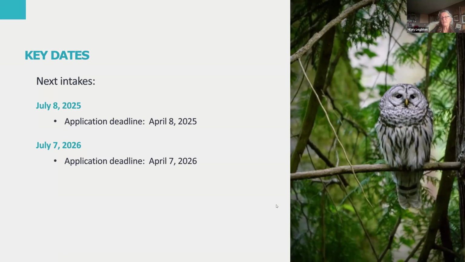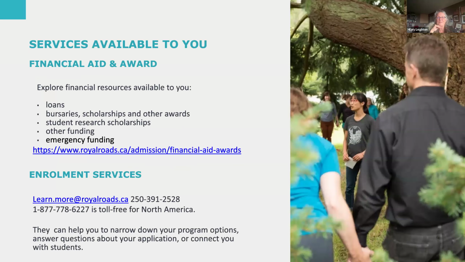And then the next year after that is July 7, 2026. And subsequently, April 7, 2026 is the deadline. Although we will accept applications after those deadlines, but not too close up to the July intake. That makes everyone scramble.